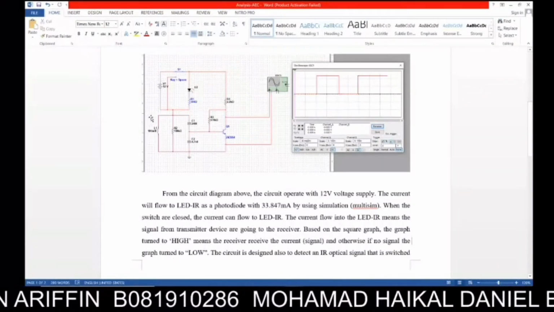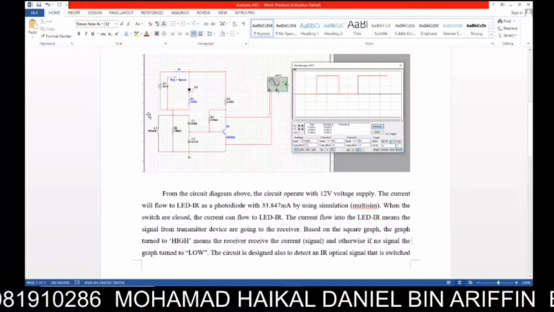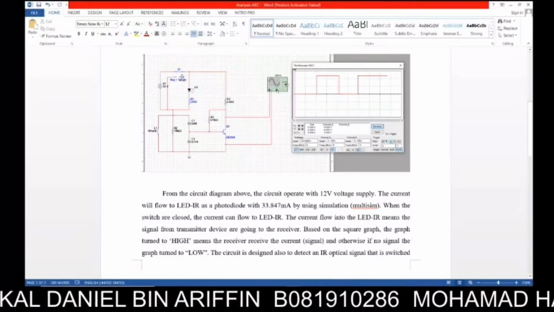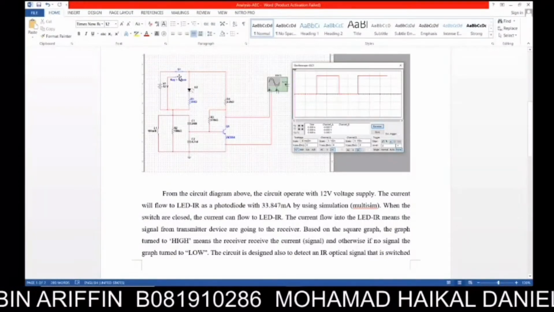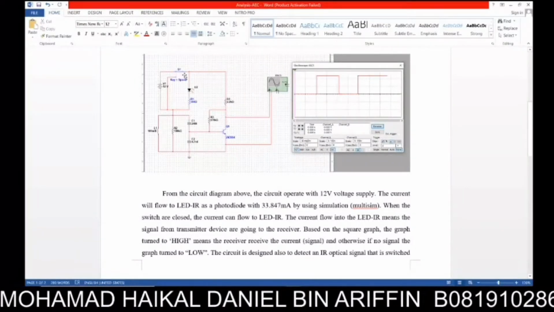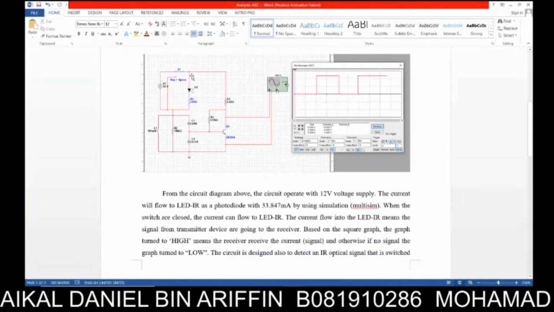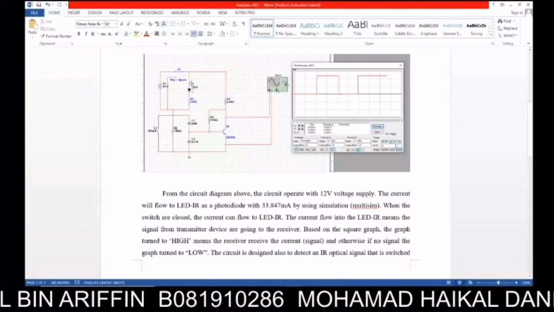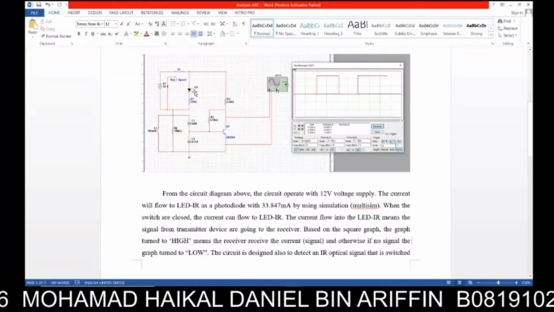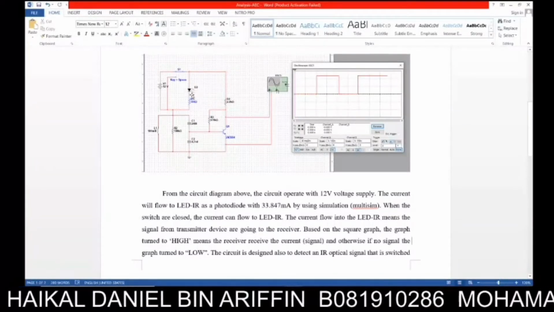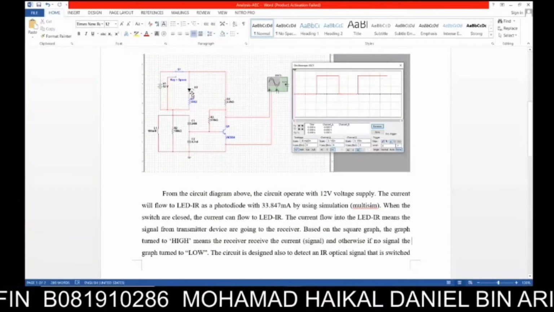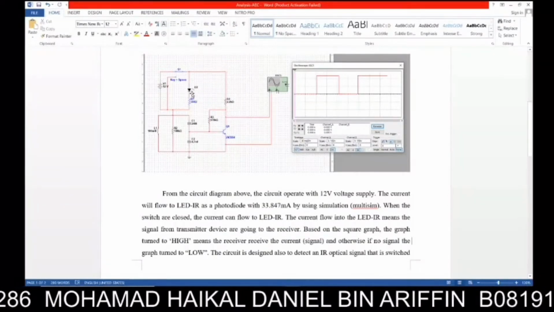For example, when the user presses the button of the remote control, the switch goes from open to closed, and the signal will go through here and be received by the LED IR. When the LED IR turns on or lights up, that means the receiver has already received the signal from the transmitter.